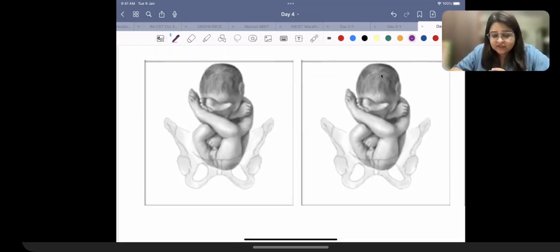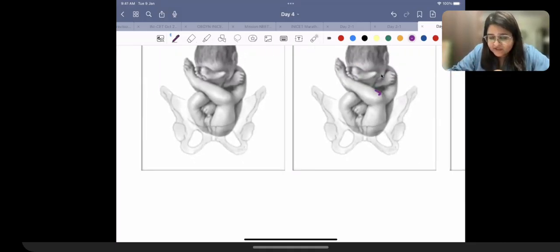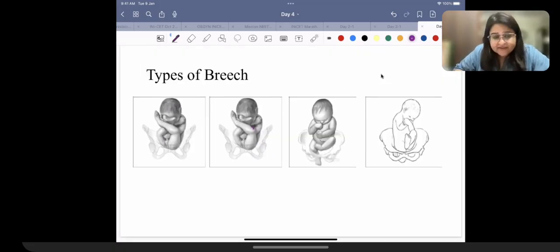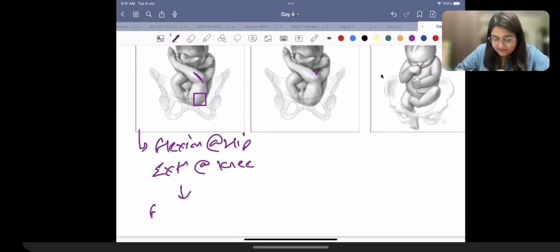Now, what are the types of breech? Types of breech, look at the first one. This diagram is wrong. Please change this. I'll tell you. First tell me the first one. These two came out the same, but they are not the same, they are different. The first one is flexion at the hip joint and extension at the knee joint. So flexion at hip and extension at knee. So what is this? This is a frank breech, also called an extended breech. Okay, frank or extended breech.